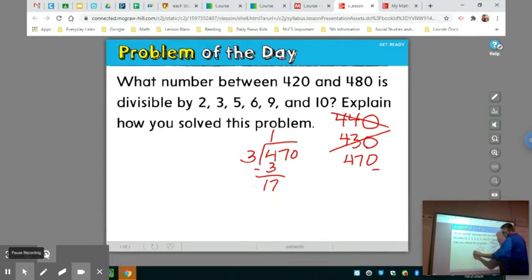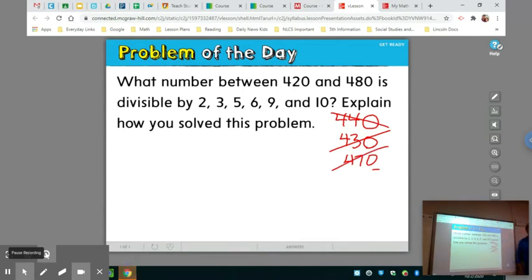Subtract, you get 17. This goes into what? 5 times? Yeah. 15. Subtract, you get 2. Bring down your 0. Does 3 go into 20 evenly? No. So it's not 470. Mr. Young, I got a real good one. What is it? 460. Let's try 460 next.